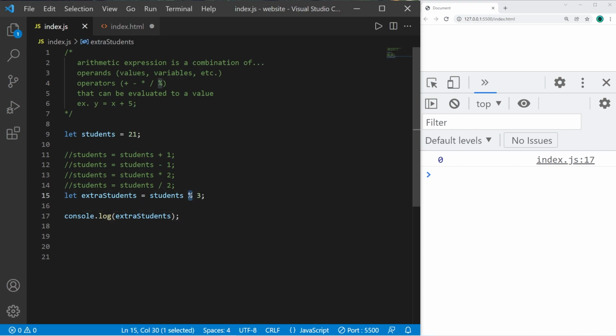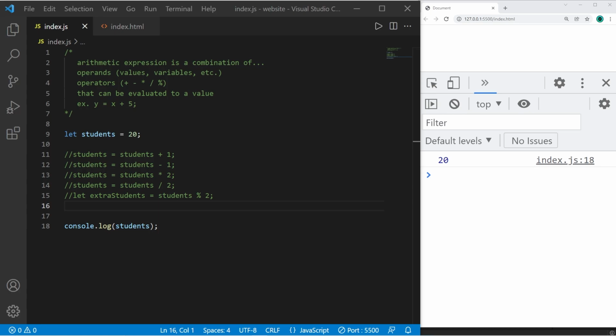One popular use of the modulus operator is that you can find if a number is even or odd by taking a value or variable modulus 2. If extra students is 1, that means we have an odd number. If it's 0, that means we have an even number. So that is the modulus operator.